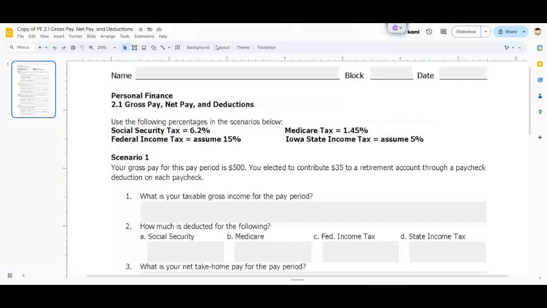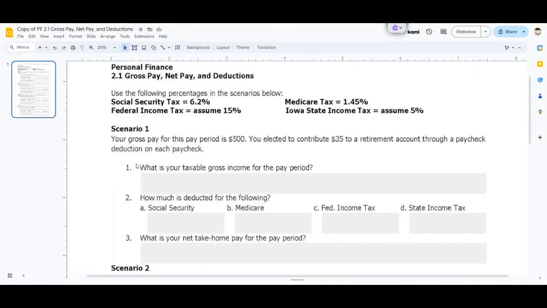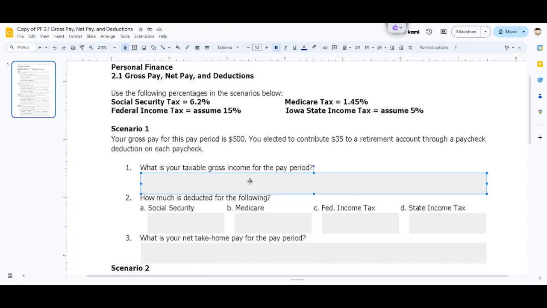We now have some voluntary deductions. So we've got gross pay, we have pre-tax voluntary deductions. So remember, that's reducing our taxable income. And then we're going to use that reduced taxable income, okay, to calculate the 4 mandatory taxes. So for scenario 1, for example, your gross pay for the pay period is $500. You elected to contribute $35 to a retirement account through a paycheck deduction every paycheck. What is your taxable gross income for this pay period?